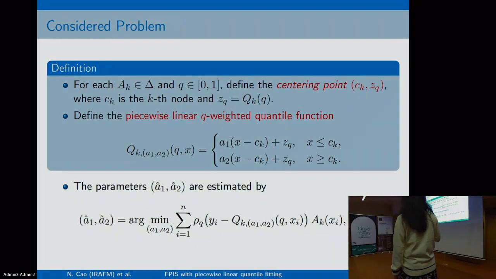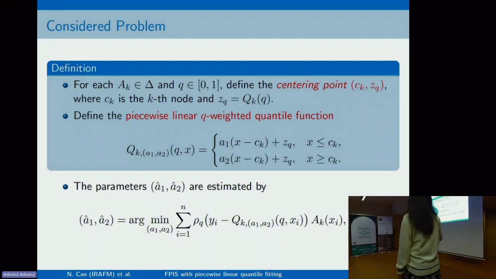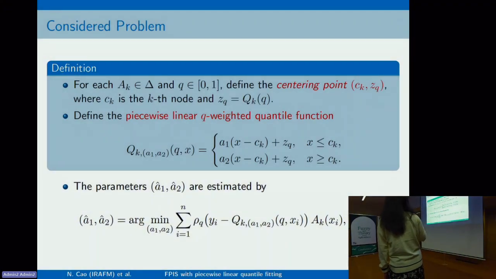So we define the piecewise linear function in the way that it passes through this center point. Our purpose is to estimate the left and the right slopes, A1 and A2, by optimizing this objective function. Okay, and now we will solve this.